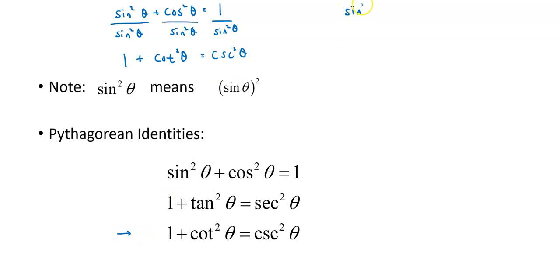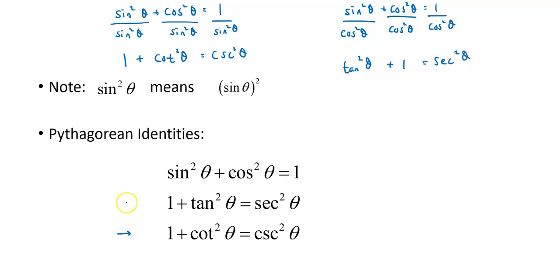Do sine squared theta plus cosine squared theta equals 1, except this time divide through by cosine squared. All right, sine over cosine is tangent, so sine squared over cosine squared is tan squared plus 1. The reciprocal of cosine is secant squared. So I just did that one. So as long as you remember that sine squared plus cosine squared equals 1, you can get the rest of them from that identity.